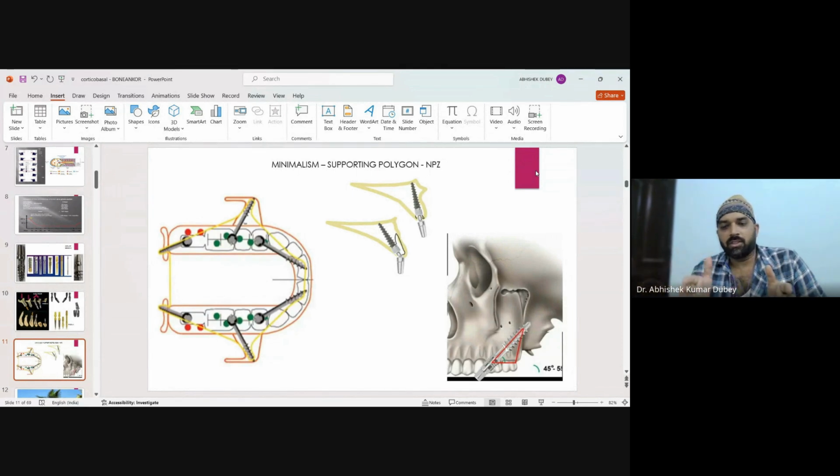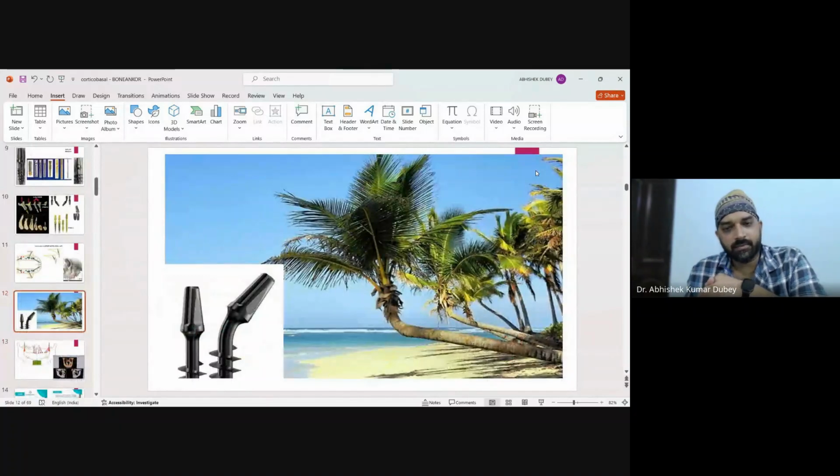Again, you are reaching one cortex, or it should be the crest, that is your first cortex, and it should be into the basal bone or below it, which is the second cortex. The same has been done, and the implant has been bent. Okay. So yeah, this is a very exciting image. This image itself entails corticobasal implantology.